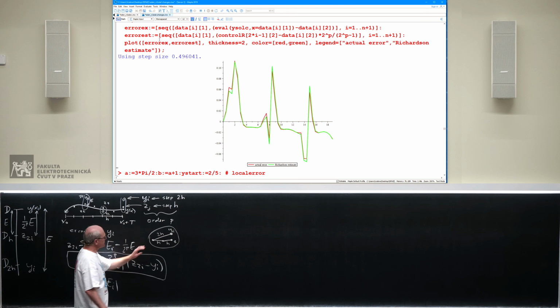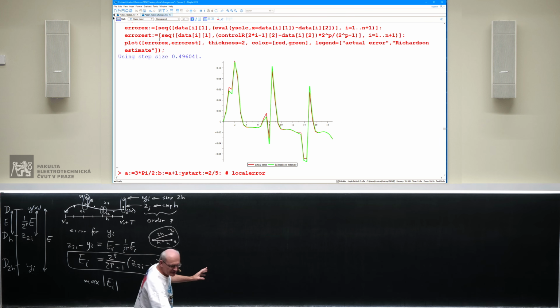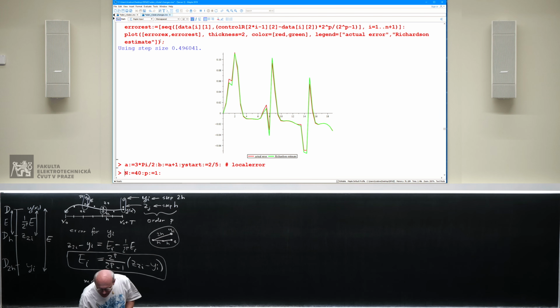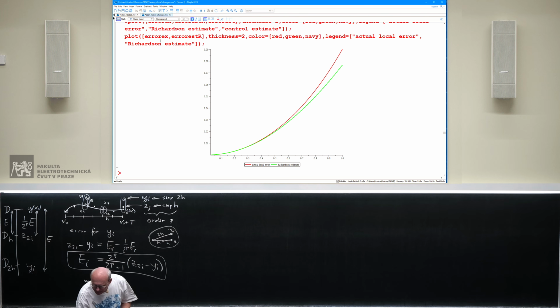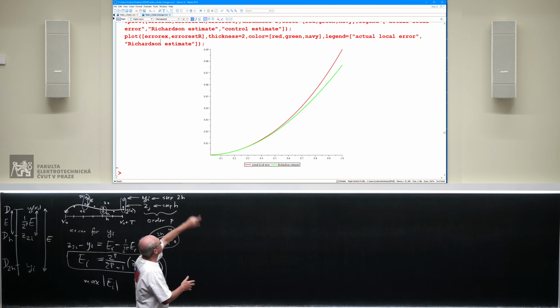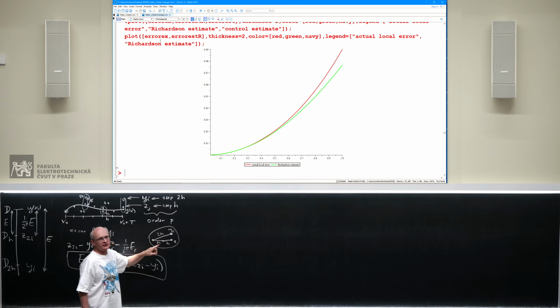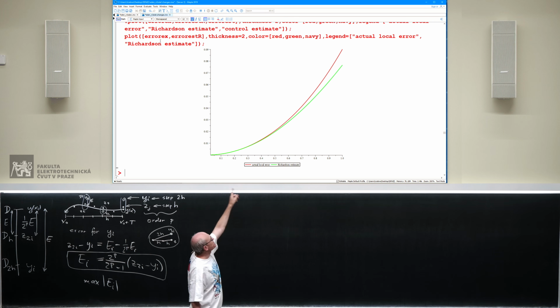And because it's such a simple situation, just one step, the errors will be just numbers, we can actually do this for many steps and draw a graph. So that's a local situation. Here we go. We use Euler method again. So the red curve is the error of one step, local error, at a specific location, as it depends on the step size. And the green curve is the Richardson estimate.